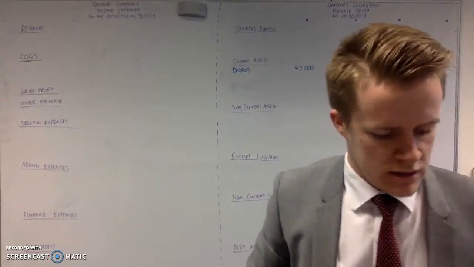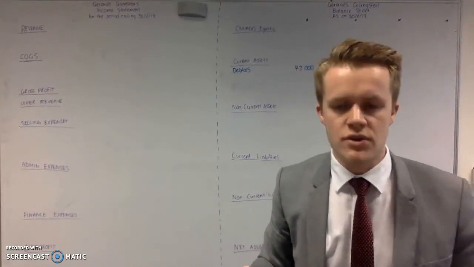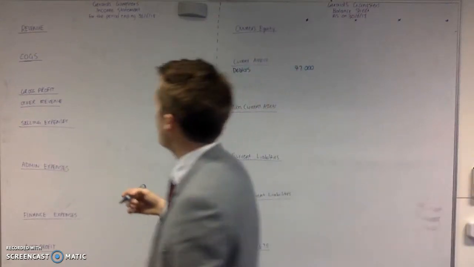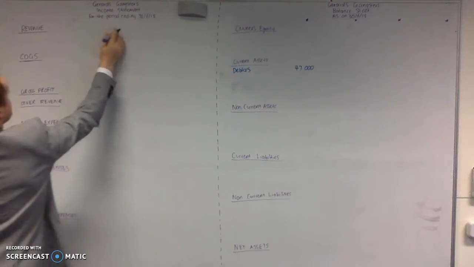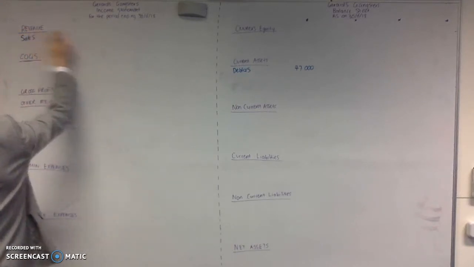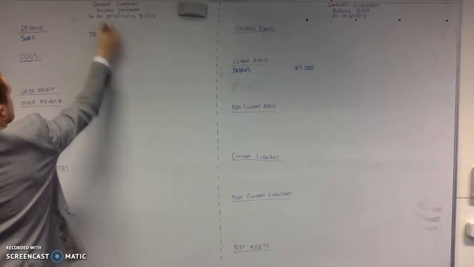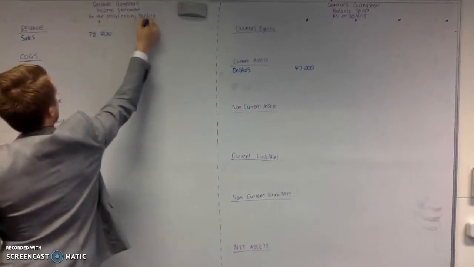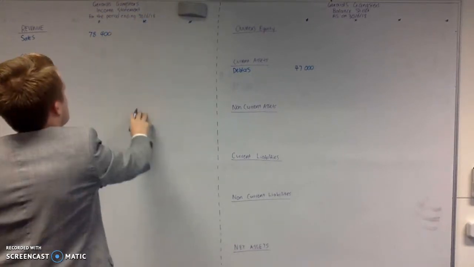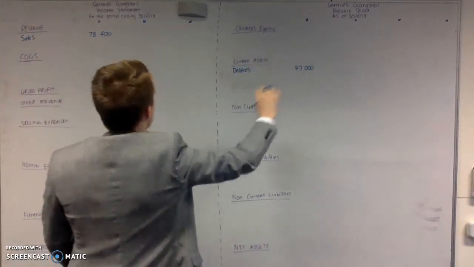Next account, we've got sales. Sales is a revenue item. Sales is $78,400. So these dots represent my columns. Three columns in the income statement, 4 in the balance sheet.